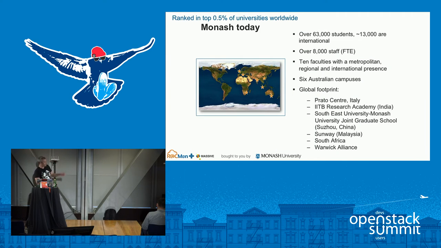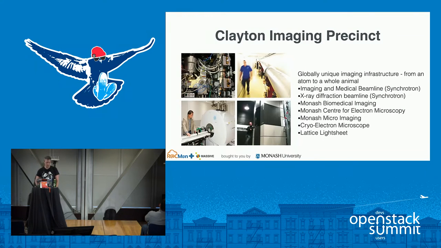So Monash, quickly. Probably people in Europe and the US may or may not have heard of us. We're in the top 0.5% of universities worldwide, a very research-intensive university. I think in Australia we're actually the largest university by number of students. We also have six campuses around the world.